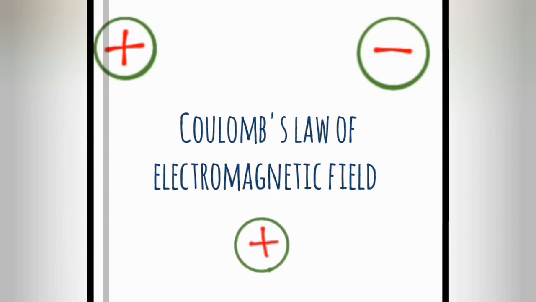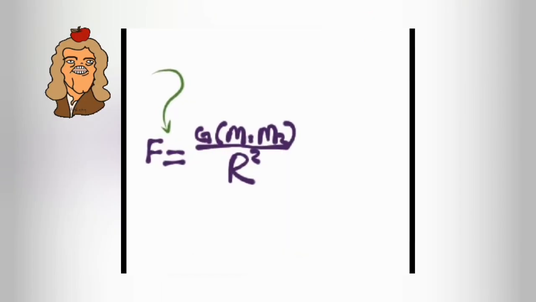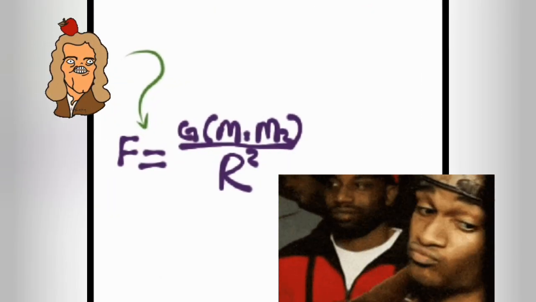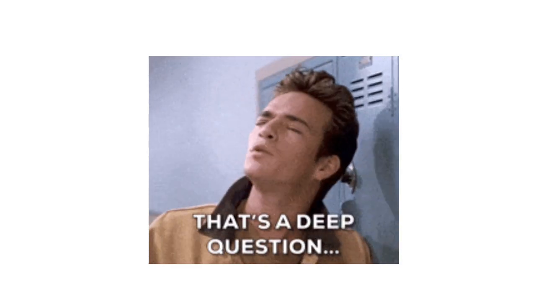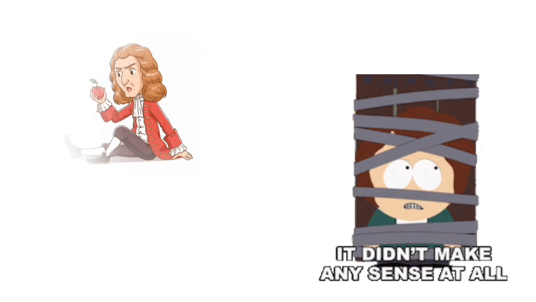Unlike Coulomb's law of electromagnetic field, which explains that opposite charge attracts and like charge repels. This makes sense, but Newton's law doesn't give us a clear understanding of what is causing the attraction between objects. It just tells us it happens. I did some research a while ago and found that even Newton himself was unsure, saying only a fool would believe every object exerts a force on each other.